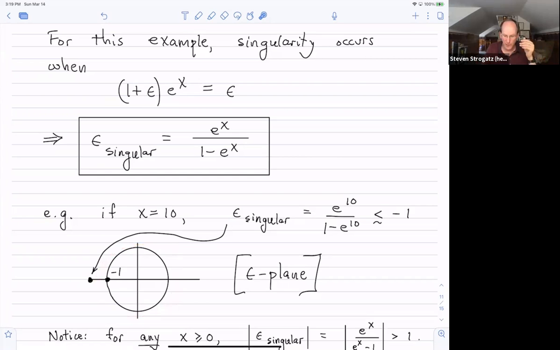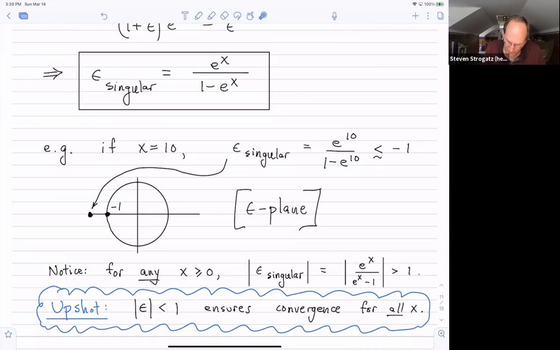Okay, but why am I dwelling on this? Because I want to make the point that now forget about x equals 10, use any x, any positive x. For any x greater than or equal to 0, the biggest that epsilon singular, or the worst case, is 1 in radius. What I'm trying to say is any epsilon less than 1 in magnitude will give us convergence of this series. So that's what I've written as the upshot. Okay, so you'd sort of instinctively think that the series expansion that we did should work for small epsilon. We're now saying rigorously, in fact, the series will converge for any epsilon less than 1, no matter what x we're studying.